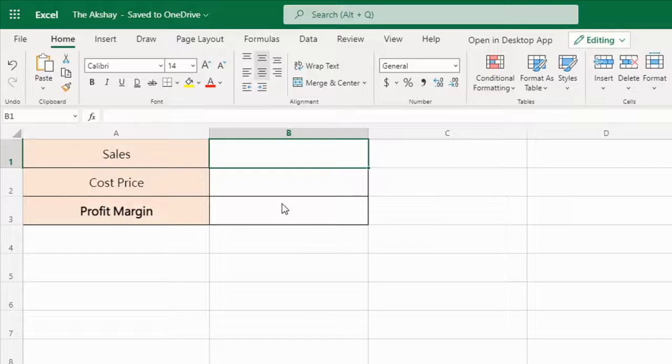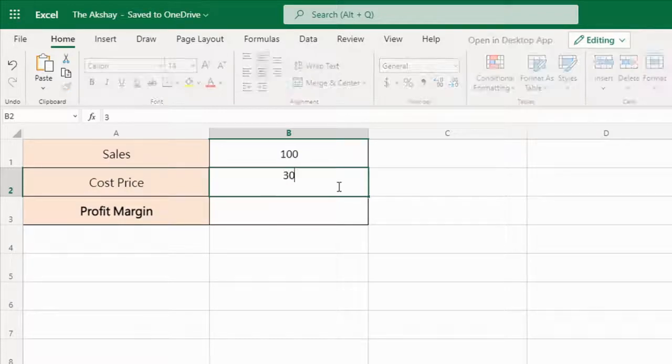In this video, we will see how to calculate profit margin in Excel. So what is profit margin? Profit margin is profit ratio to sales or revenue. Let's take a simple example. Let's say you sold a product for 100 rupees and the cost price to you was 30.